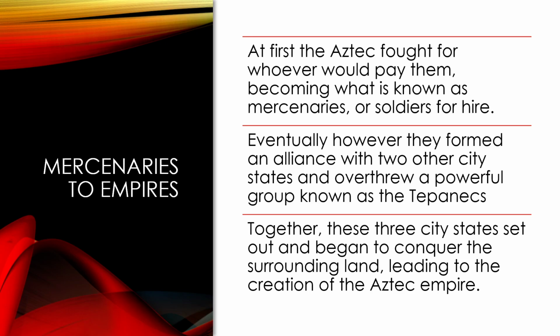But eventually, the Aztec grew tired of fighting for other civilizations. Specifically, one of the strongest civilizations out there, the Tepanecs. The Aztec decided they were tired of taking orders from them and decided to form an alliance with two other city-states. The three of them together overthrew the Tepanecs. When they realized how successful they were, they began to set out and conquer the surrounding land. Eventually, these two other city-states pledged their loyalty to the Aztec king or emperor, and we have the Aztec Empire form.